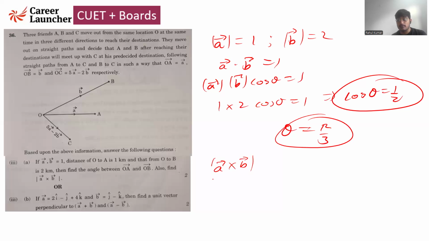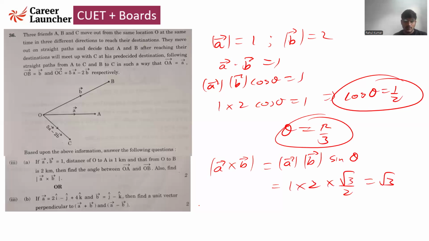Now you need to find the magnitude of A vector cross B vector, which is A vector magnitude, B vector magnitude, and sine theta. This is 1 into 2 into root 3 by 2. So root 3 is your answer. Now in the OR part, you have the option here. You need to find the unit vector which is perpendicular to A plus B vector and A minus B vector.